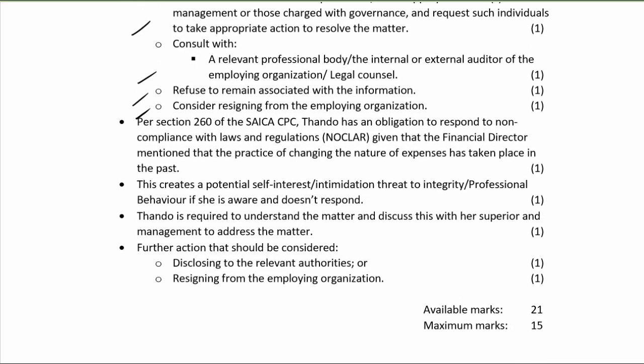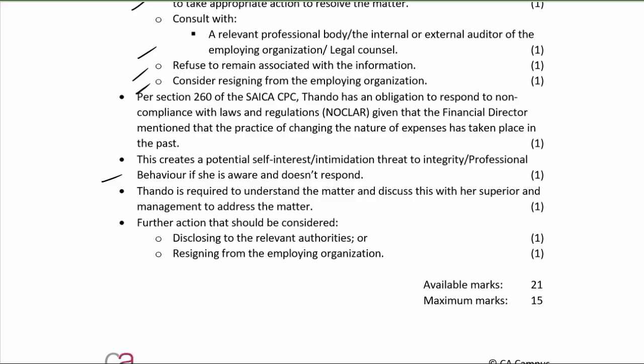And then per 260, now there is non-compliance with laws and regulations, so this could create self-interest, intimidation, threats. What are you going to do? Understand the matter, discuss it with a superior, and then further action, disclose or resign, so that you are not associated with that unlawful information.